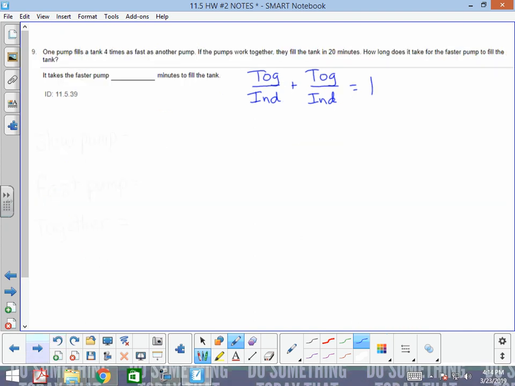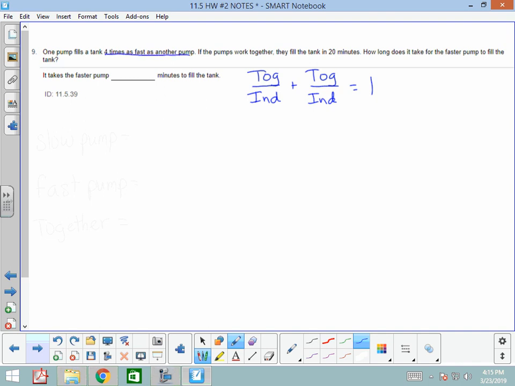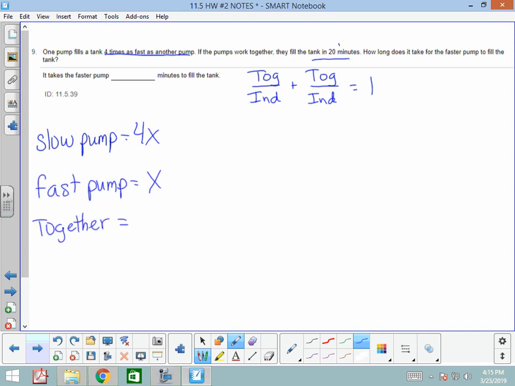Okay, last one. Alright, one pump fills a tank 4 times as fast as another pump. If the pumps work together, they fill the tank in 20 minutes. How long does it take for the faster pump to fill the tank? Alright, so if one pump fills the tank 4 times as fast, the other pump is 4 times as slow, okay? So the slow pump is going to be 4x. The fast pump is going to be just x. And together is 20. So when we find x, we're actually finding the faster pump's time. So if you multiply by 4, you're going to find the slower pump's time.